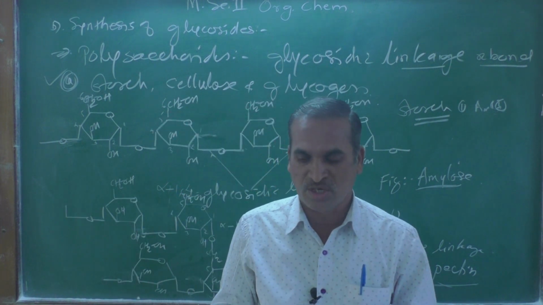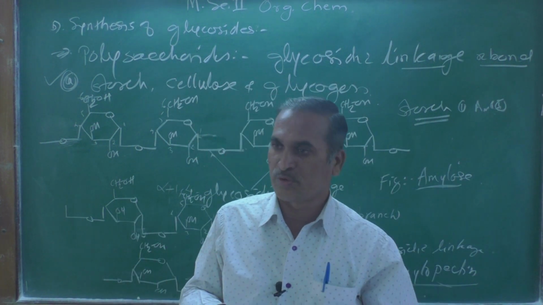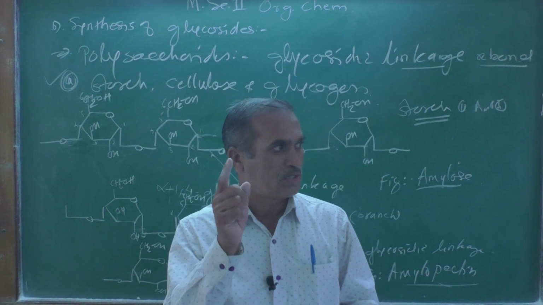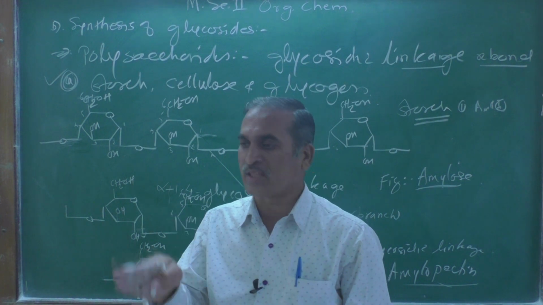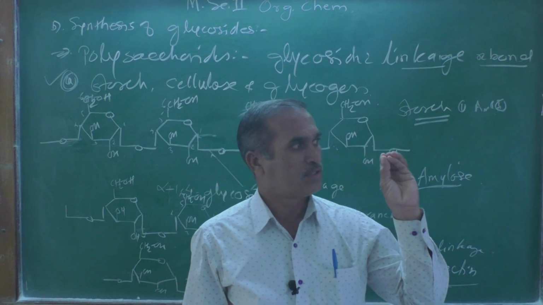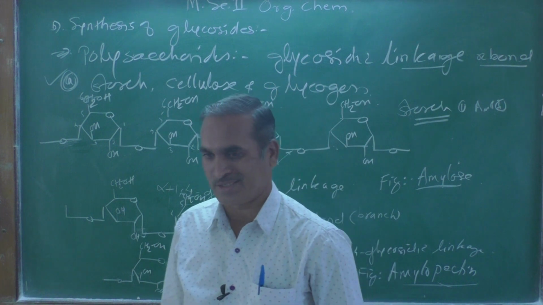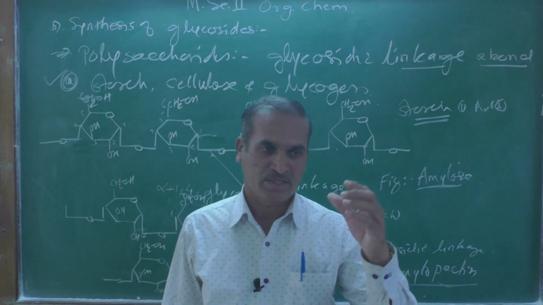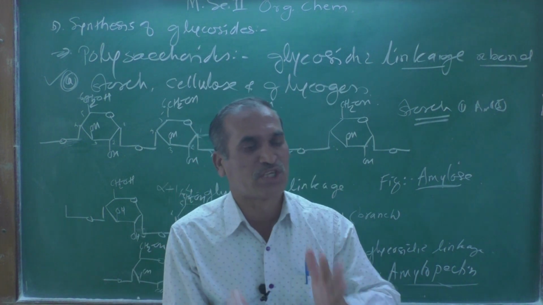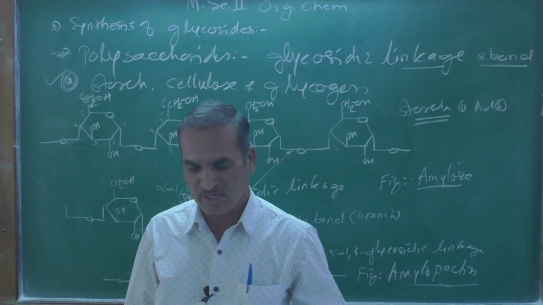So that is the general tendency, and therefore except sucrose, the other two, maltose and lactose, are reducing sugars because they show a positive Fehling test, whereas in sucrose there is no hemiacetal group and therefore it does not show the positive Fehling test. So that's the reason. Got it?